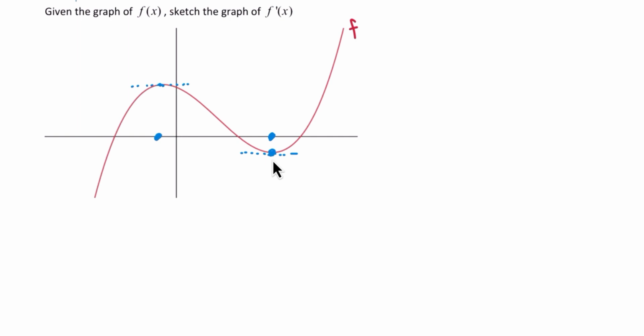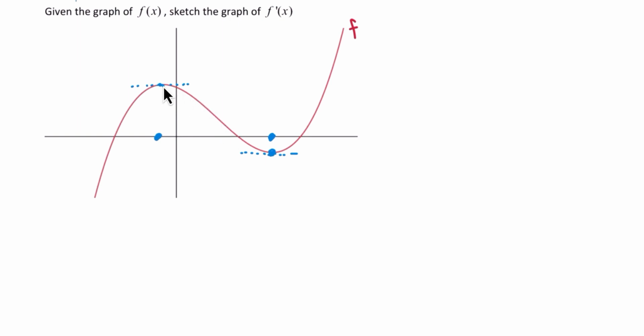Next, let's think about what's happening between these 2 points. Going from this max on f to this min on f, think about the tangent lines at any given point in that region. For example, if we look at the one in the middle, notice it has a negative slope. The slope of that tangent line is going to be negative. In fact, every point between this max and this min is going to have a slope that is negative when we look at the tangent line.